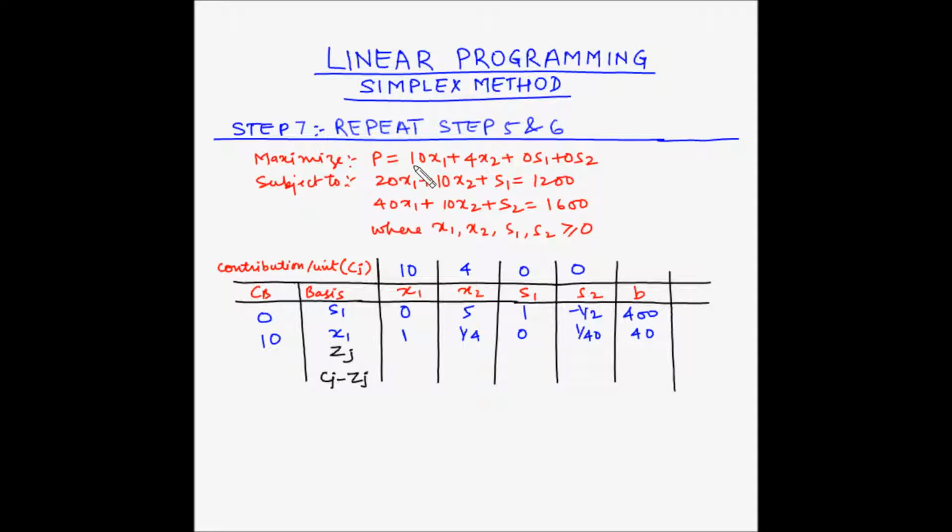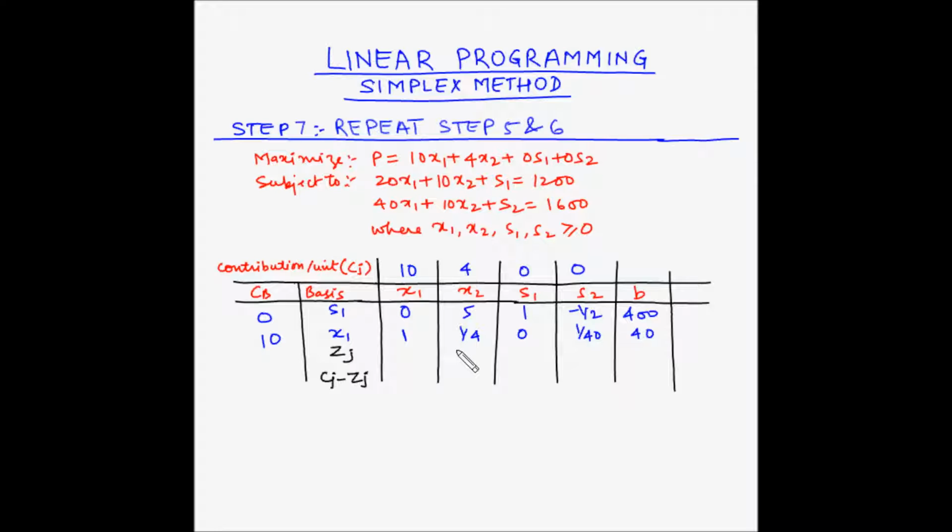Let's look at the seventh step of solving linear programming problems using Simplex method. The seventh step is to repeat steps 5 and 6. Now in the previous step, that is step number 6, we obtained this improved solution. However, we don't know whether this is the optimal solution or not.